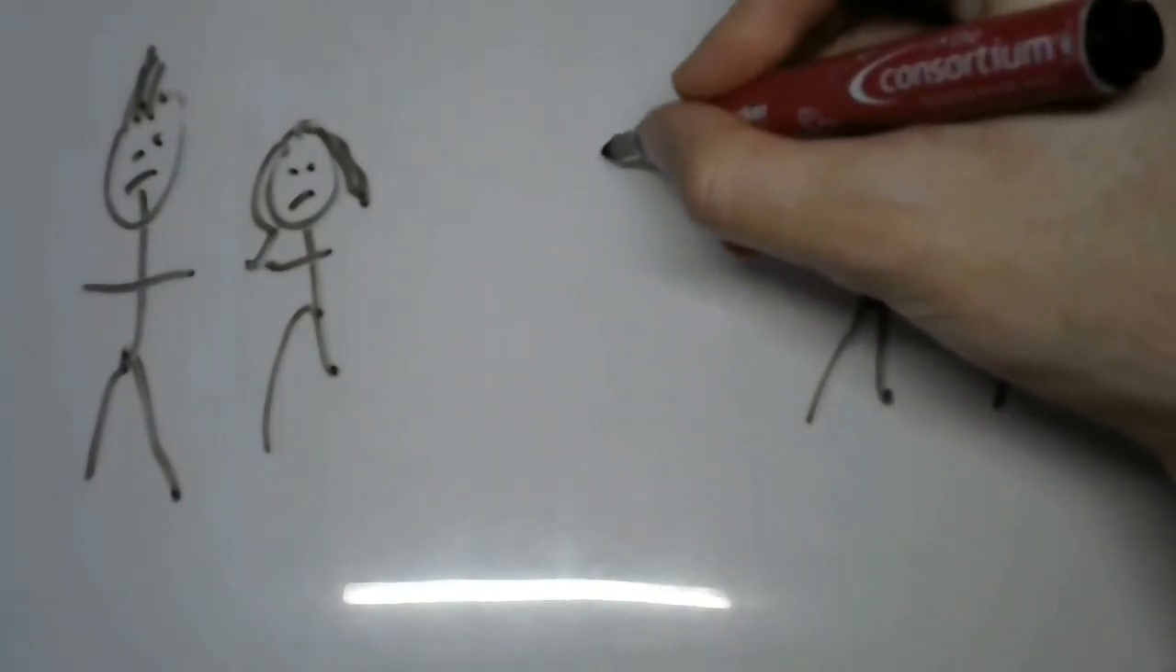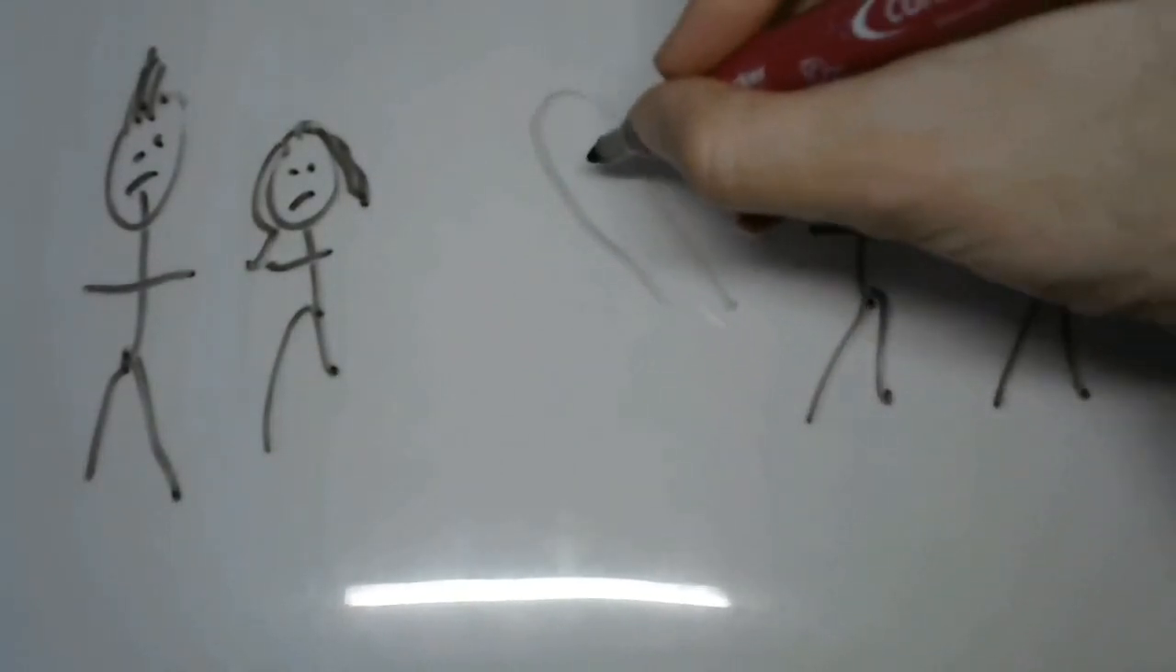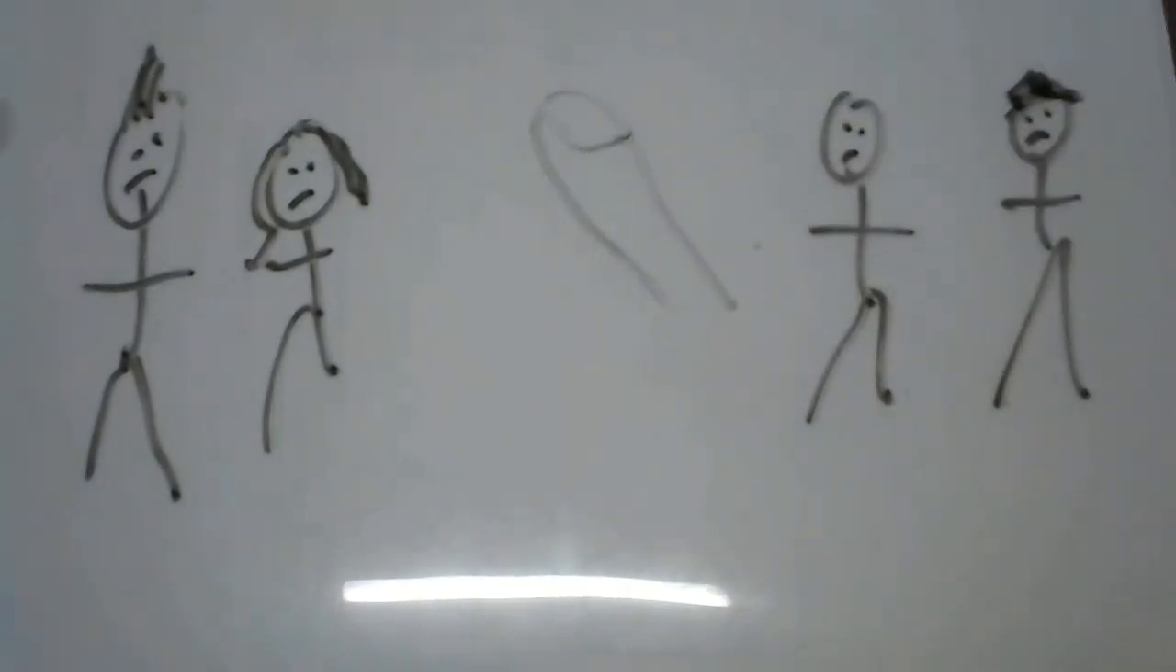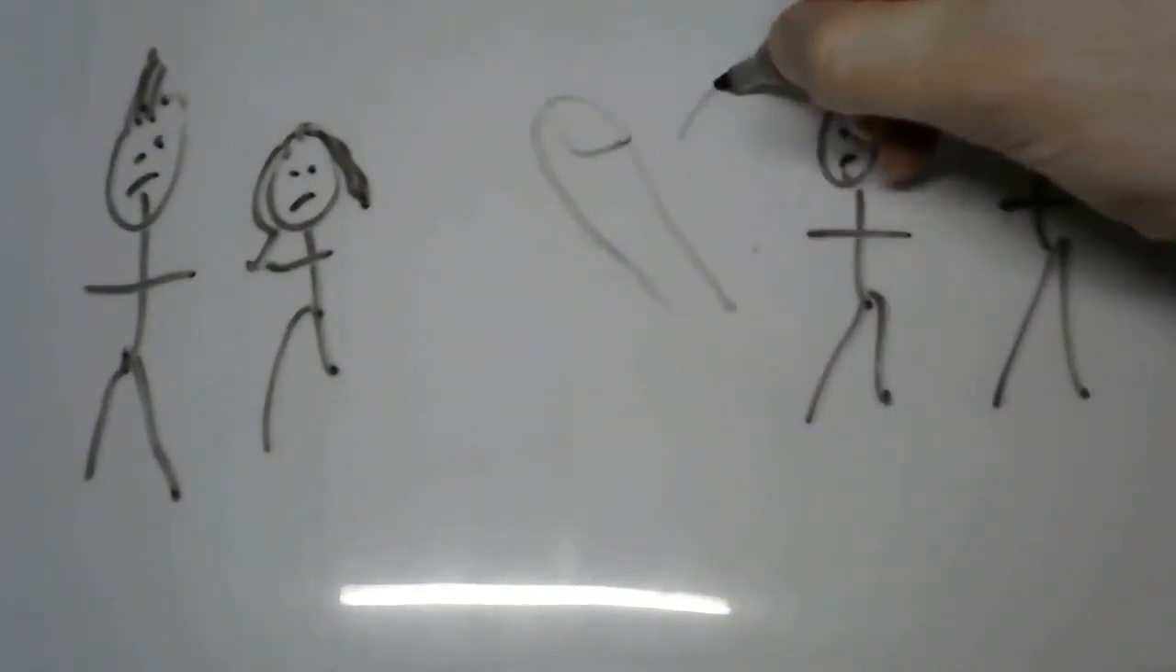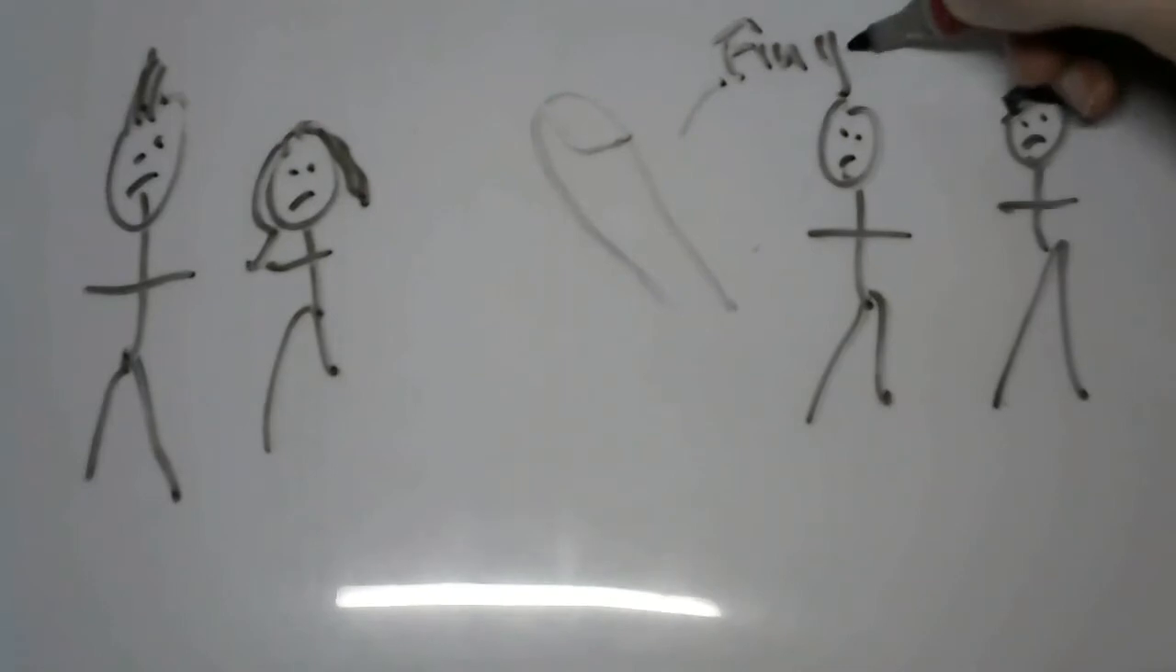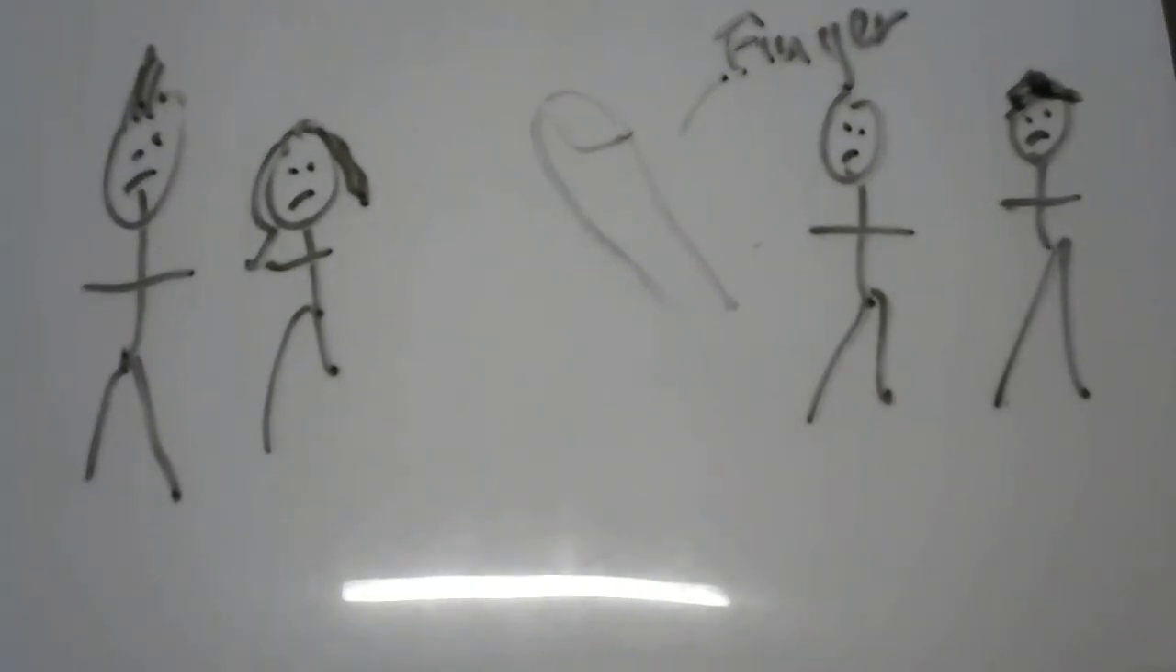Can I draw a finger? It's going to look very phallic. Oh well, that's very clearly a finger. I'm going to label it finger in case any of your parents are walking past. That's very clearly a finger. And I'm now going to rub it off.